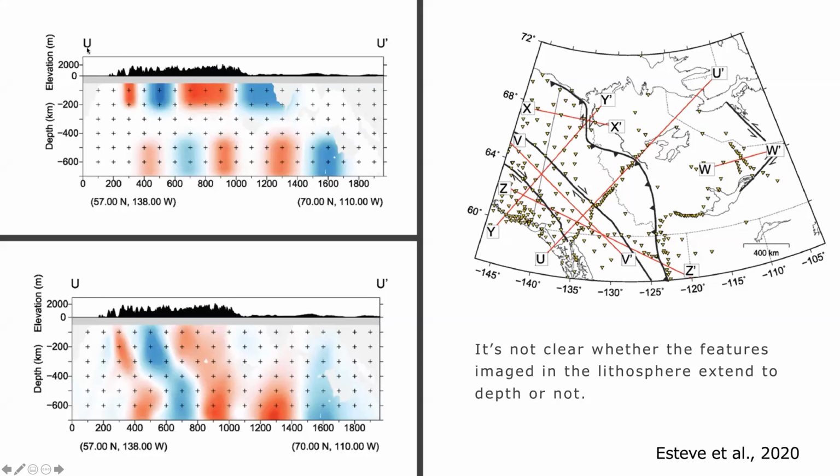Here is a synthetic test with velocity variations put in from U to U prime. So U to U prime, shown on the right, goes across the Mackenzie Mountain array. What we see is that if I put in the velocity variations shown in the upper leftmost figure, I get back the velocity variations shown in the bottom leftmost figure. And so we see there's some significant streaking, so it's difficult to determine the depth extent of the velocity anomalies.